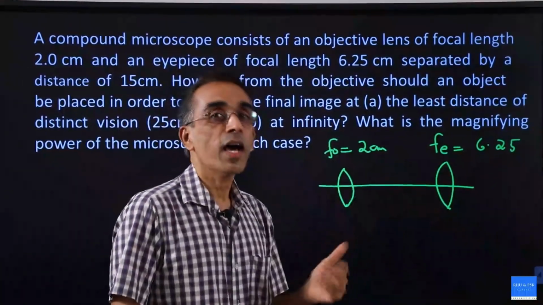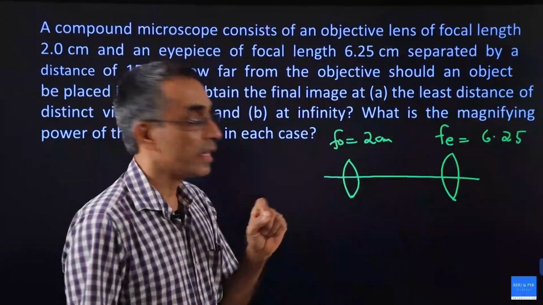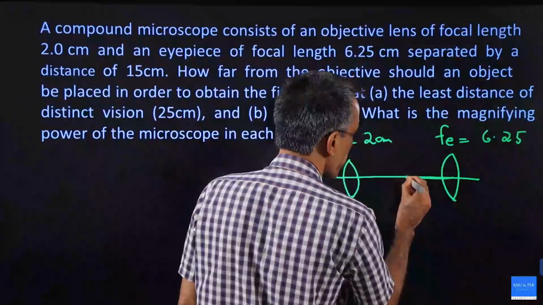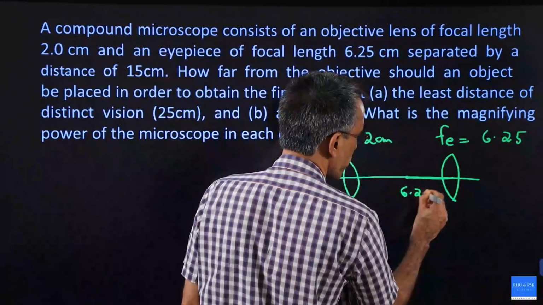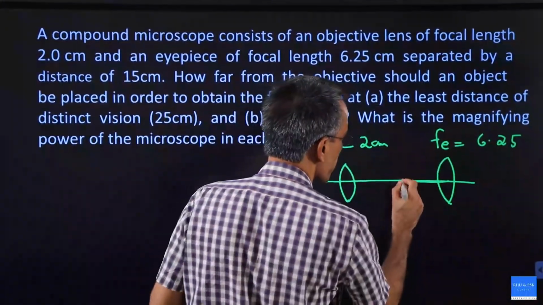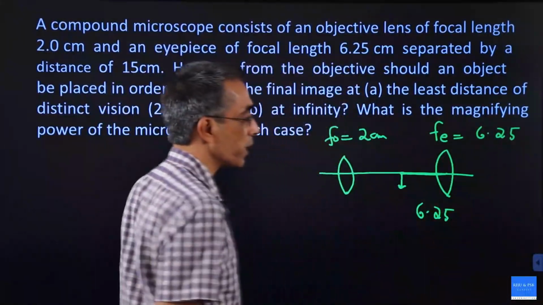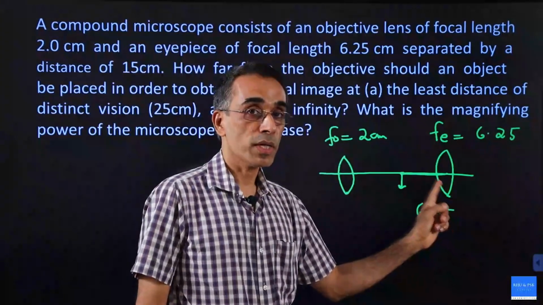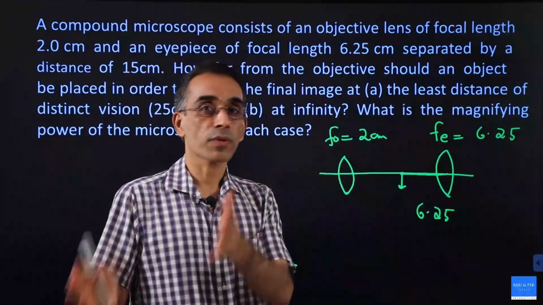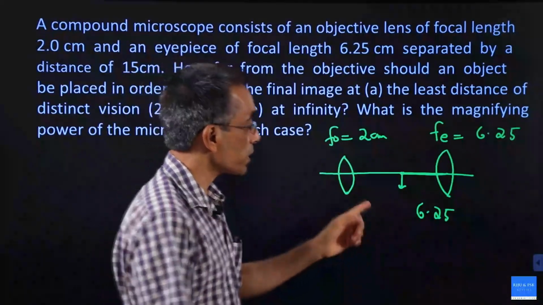That is your eye lens. And the final image is produced by the eye lens, which is a simple microscope, only when its object is at its focal length. That means you measure 6.25 here, this point 6.25, when the first image is formed at 6.25. I will tell you again, the eye lens is a simple microscope. It will produce a final image at infinity only when its object is at its focal point. And its object is the image produced by the objective, and that must be at 6.25.